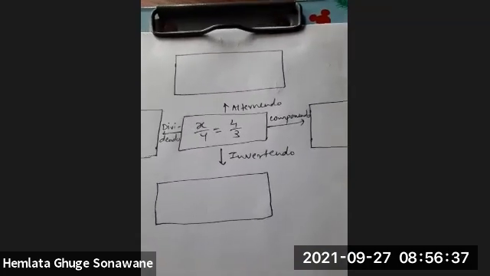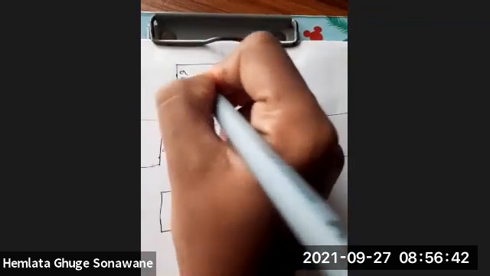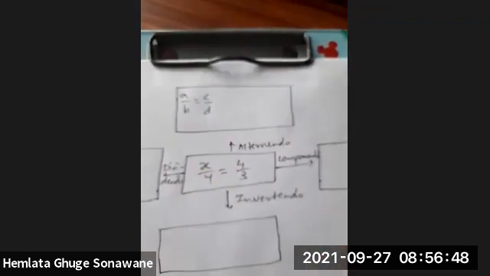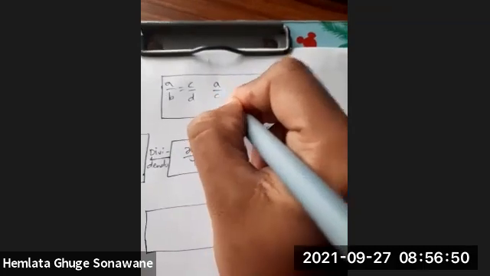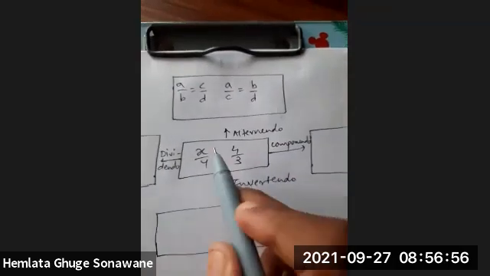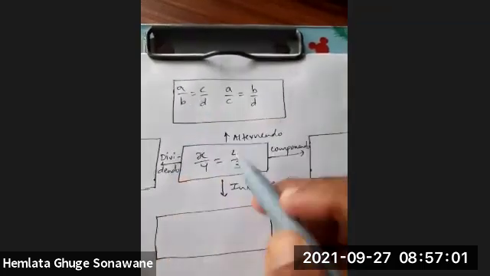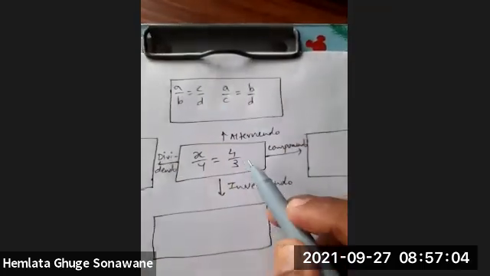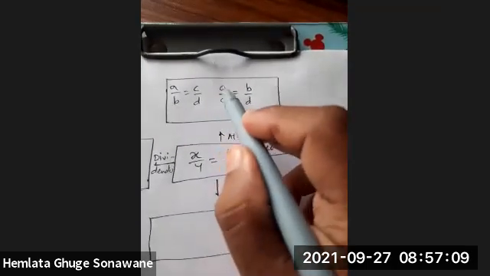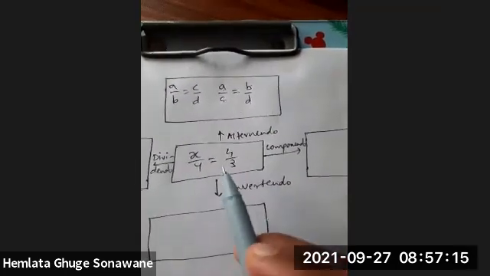That is A upon B is equal to C upon D, right? If we apply alternando, then how will we write this? A upon C is equal to B upon D. Okay, so now in x upon y, x is A and y is B. C is 4 and D is 3. Now we have to write it like A upon C is equal to B upon D. So how will we write it?